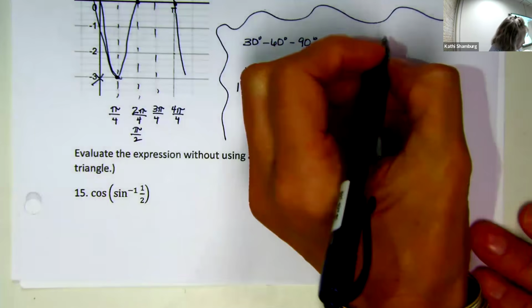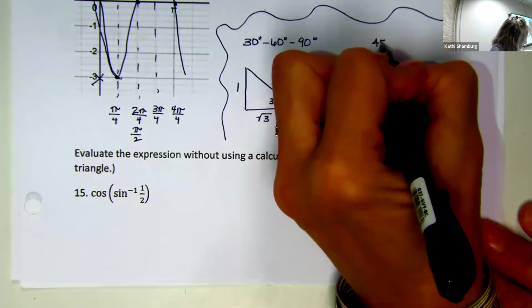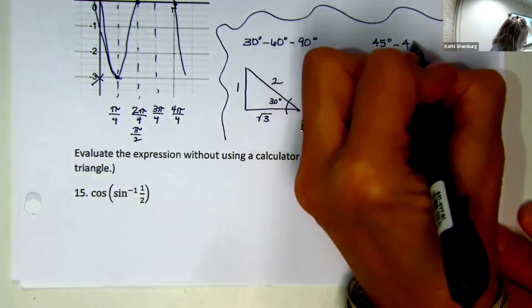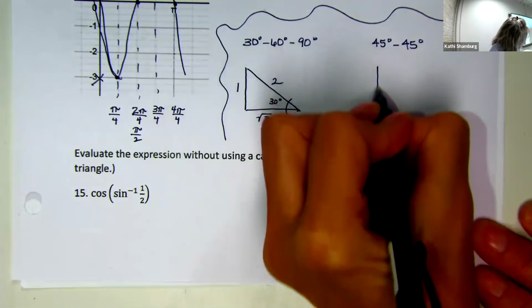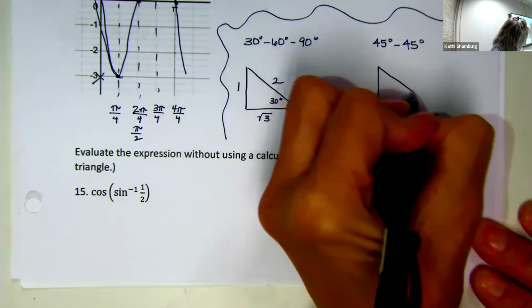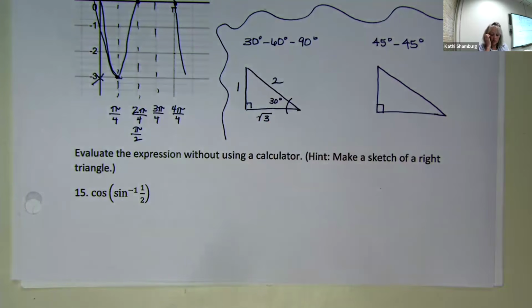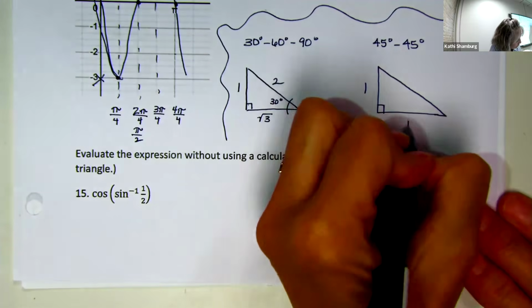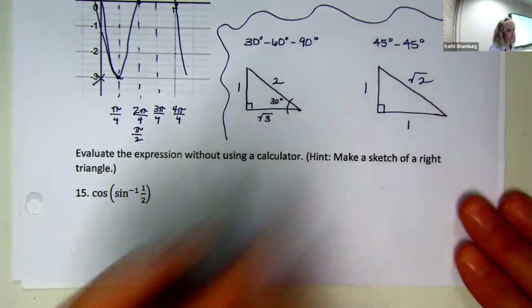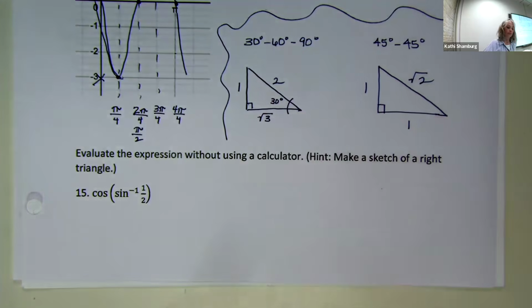All right, and then you did 45, 45, 90. So what is that one? Right, your hypotenuse is square root of 2. Okay. All right.